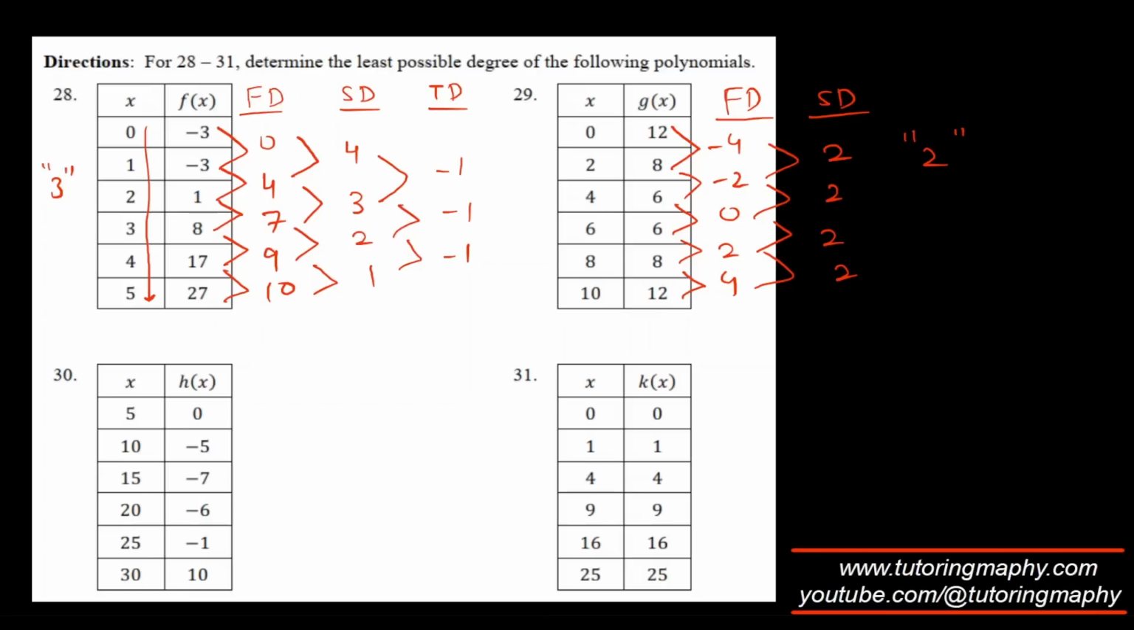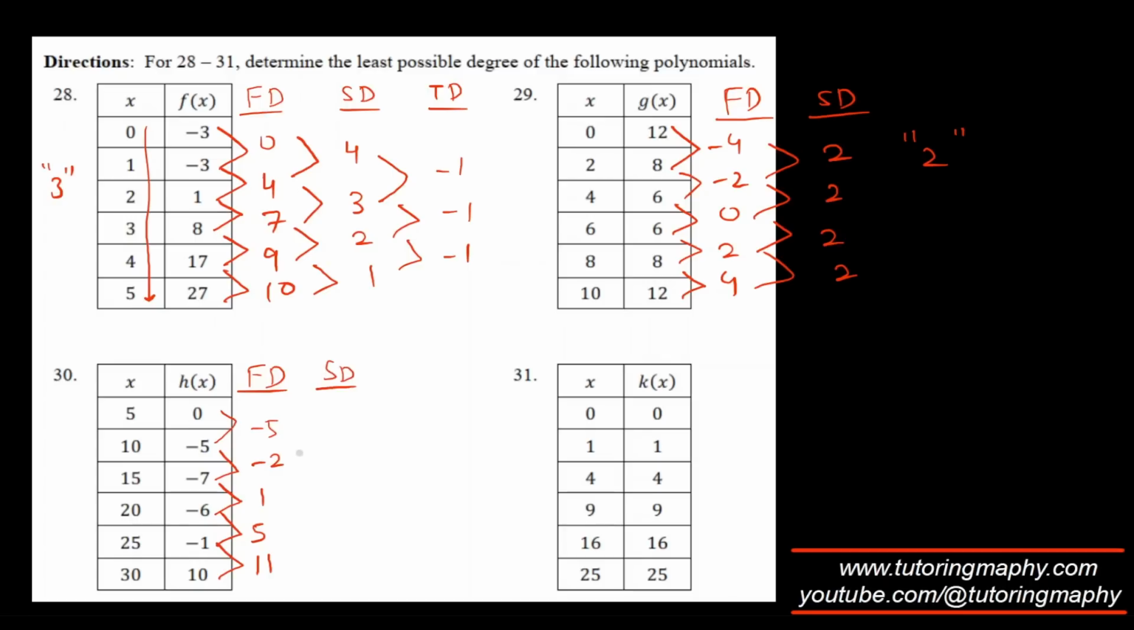Fine, let's try question 30. So the first difference is going to be negative 5 minus 0, which is negative 5. Negative 7 minus minus 5 is, I think, negative 2. Negative 6 minus minus 7 is 1. Negative 1 minus minus 6 is 5. 10 minus minus 1 is 11.